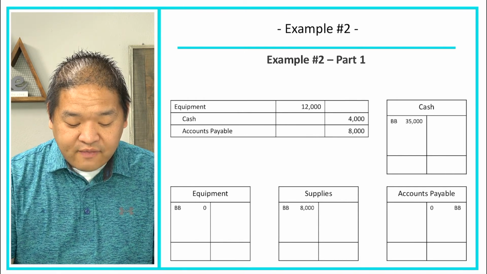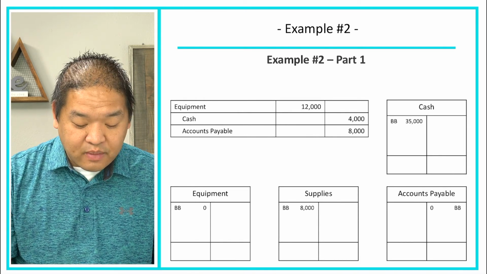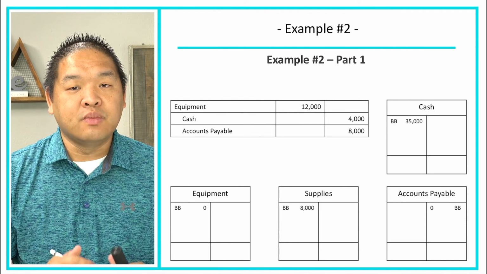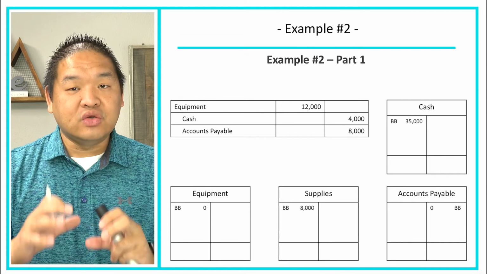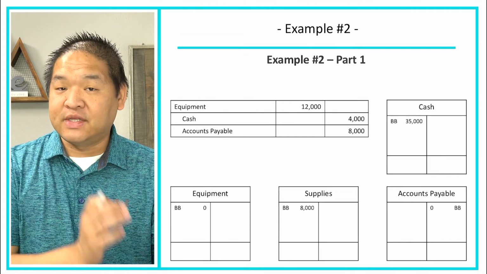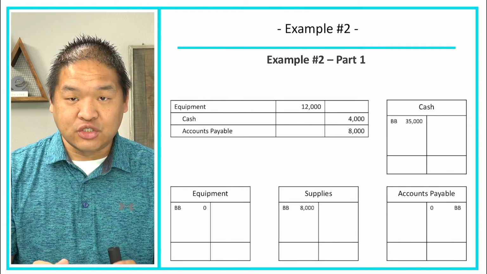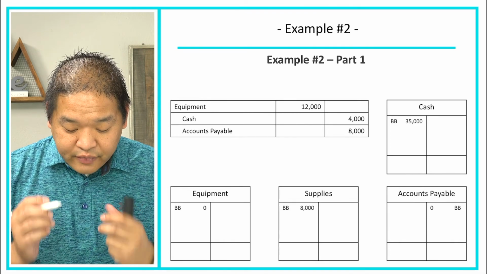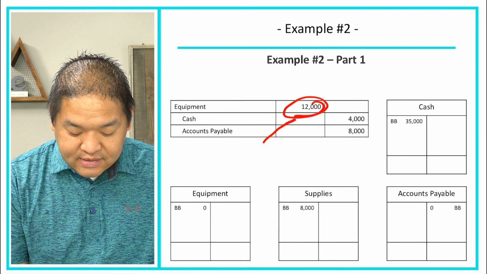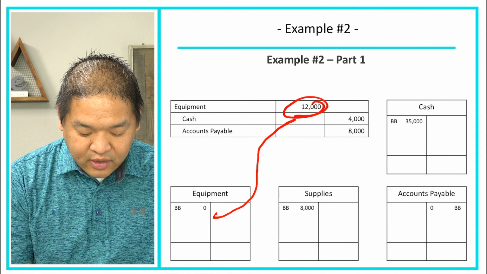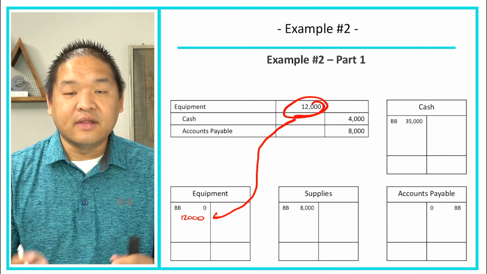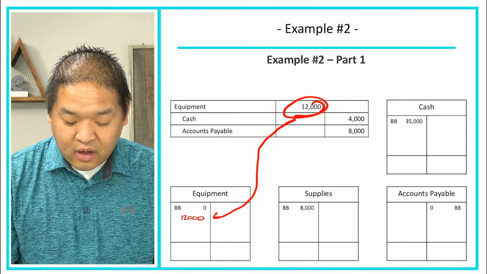So here we have this debit to equipment, credit to cash, credit to accounts payable. And when we post it, all we're doing is moving the amount to the individual ledger that it goes into. We're going to do it based on the debit and credit that we did in the journal entry. So in this case, we've got the equipment here. It was a debit, so we're going to move this to here, and we're going to put 12,000 on the left side. Debit meaning left.